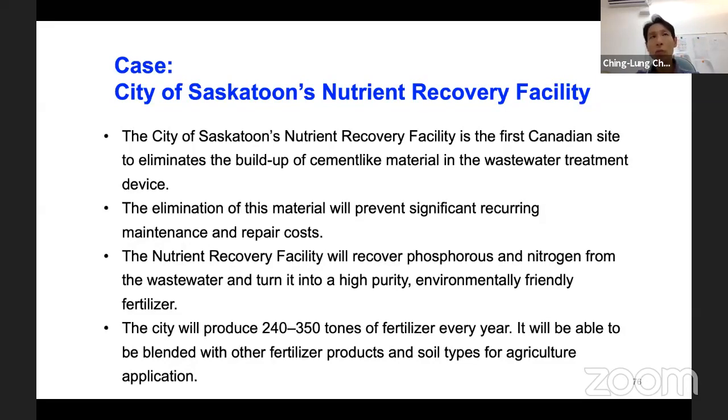So it means that we remove some product which is kind of harmful to our environment, and then we try to purify it and then use it as a fertilizer. Okay.